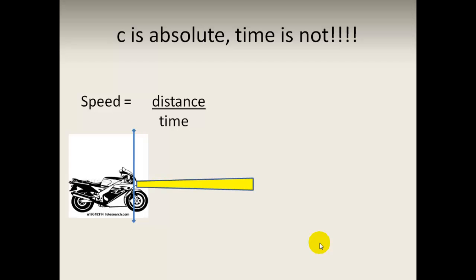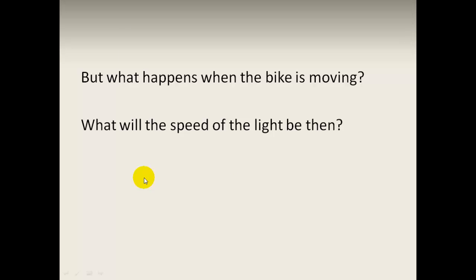Let's take this example. We know from this postulate that c, the speed of light, is absolute. Time is not, distance is not. We find the speed of this light beam as it goes from here. What is the speed? Well, it's just the distance divided by the time. If I want to measure this speed, it's that distance divided by that time. That's straightforward enough. But what happens if the bike is moving? What will the speed of light be then?